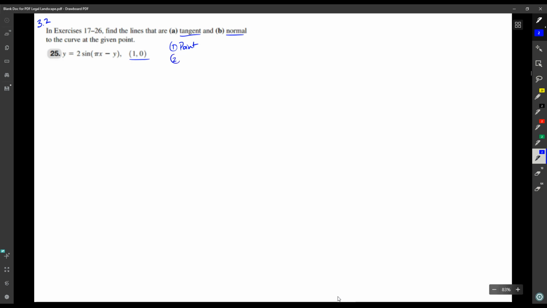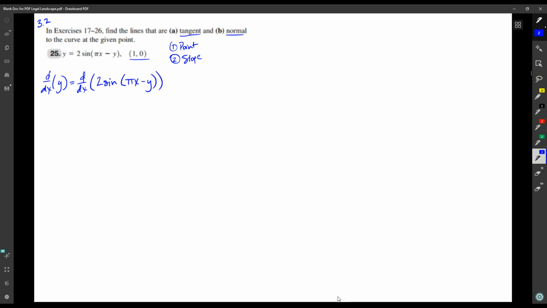The other thing we need is the slope of the line. And we're going to get that from the derivative. So let's start out by finding the derivative of y equals 2 sine of pi x minus y. And we're going to have to do that implicitly. So we want to take d dx of both sides of this equation. So the derivative with respect to x of y equals the derivative with respect to x of 2 sine of pi x minus y.